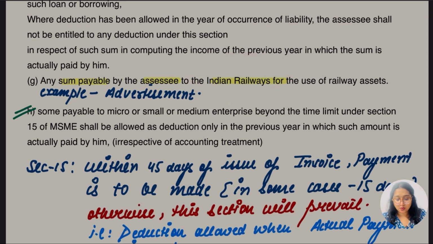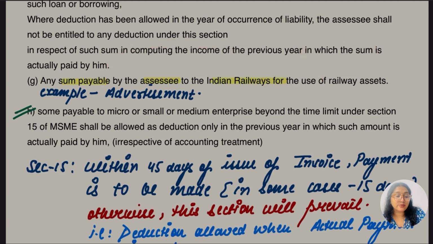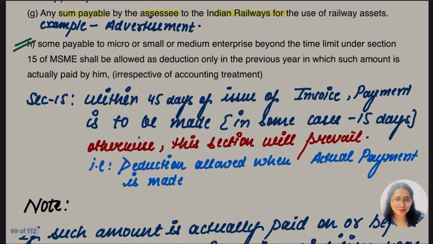You have to pay to whom? The Indian Railway. You are doing the advertisement in India. This is one of the examples. So let's take the DDLJ example, there also shooting was done, right? So any sum payable by the SSC to the Indian Railway for the use of Indian railway asset. This is specifically about India here. So this is also going to be included here. So this was a new point for us.